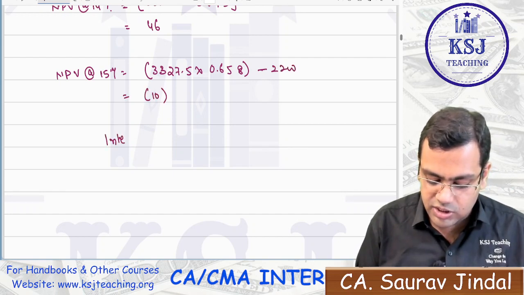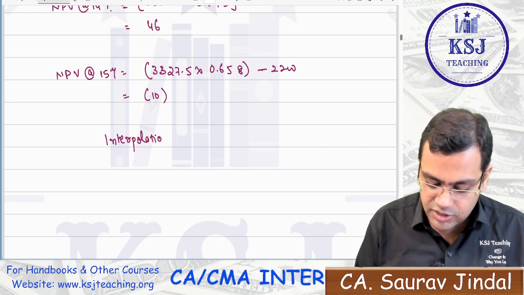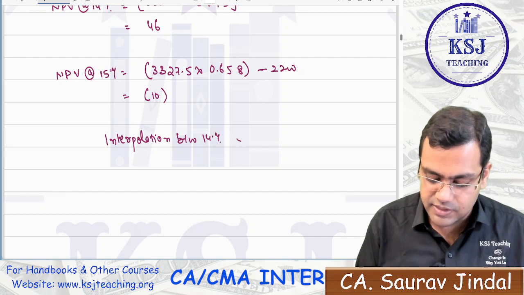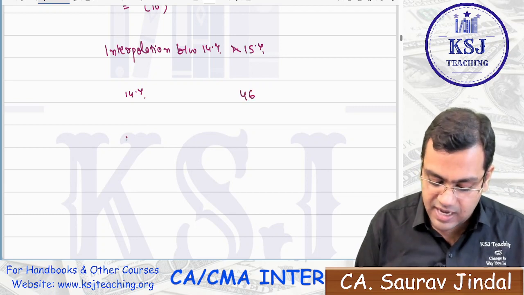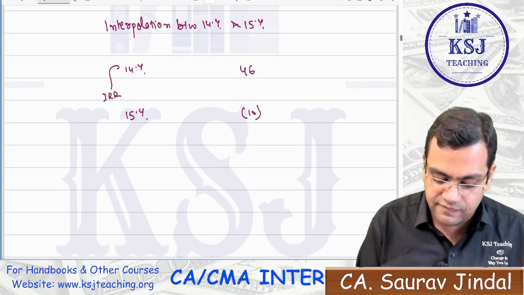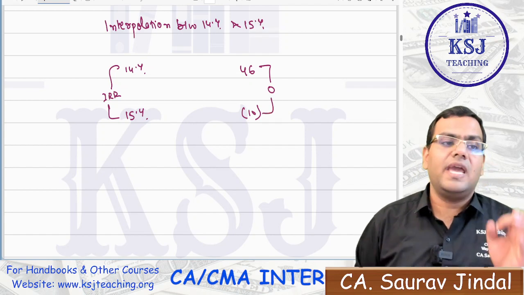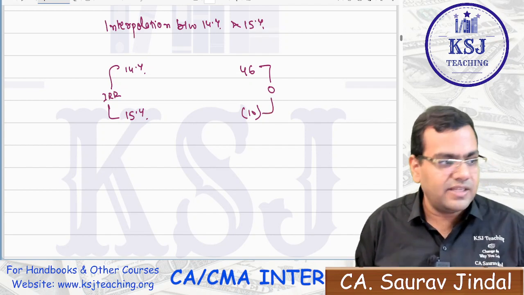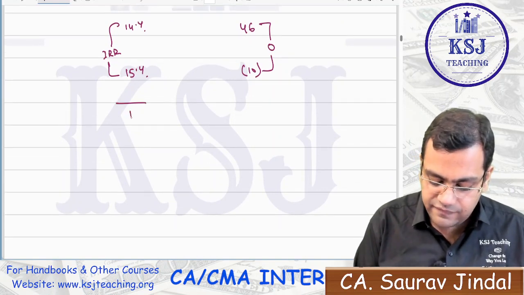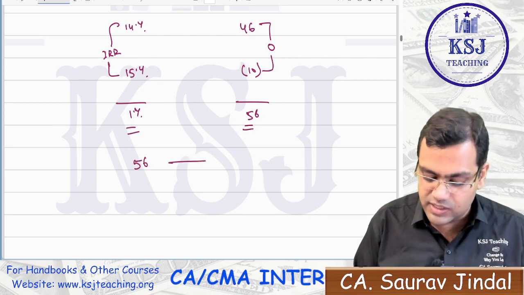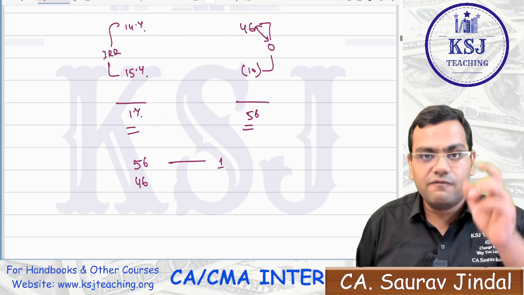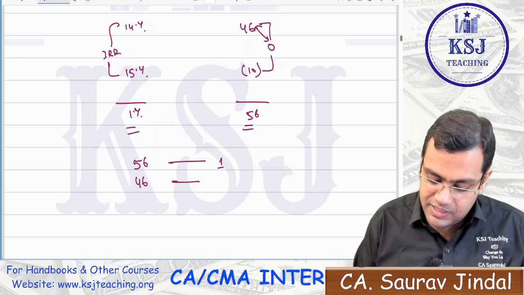Now you have to do the interpolation between 14% and 15%, right? To get the IRR at 14%, what is the NPV, sir? 46. At 15%, what is the NPV, sir? Minus 10, right? So the zero NPV will fall somewhere between the positive value and the negative value, right? So, for a change of 1%, what is the change here? Change here is 56. So, if you change the NPV by 56, what is the percentage change here? 1%. So, if you change the NPV by 46, that is from 46 to 0, what will be the percentage change?